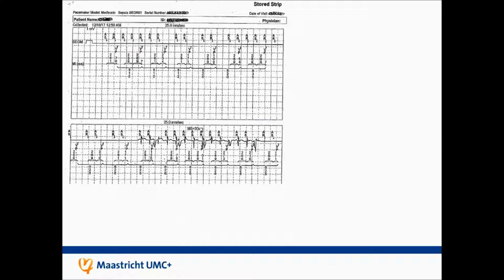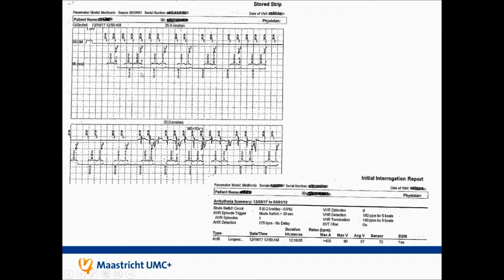Then a couple of readouts I got the last weeks. Again, a Medtronic pacemaker. Just let me have a look. We see here that the atrial high rate detection was set at 175 beats per minute. So it's important to program that to 170 beats per minute.